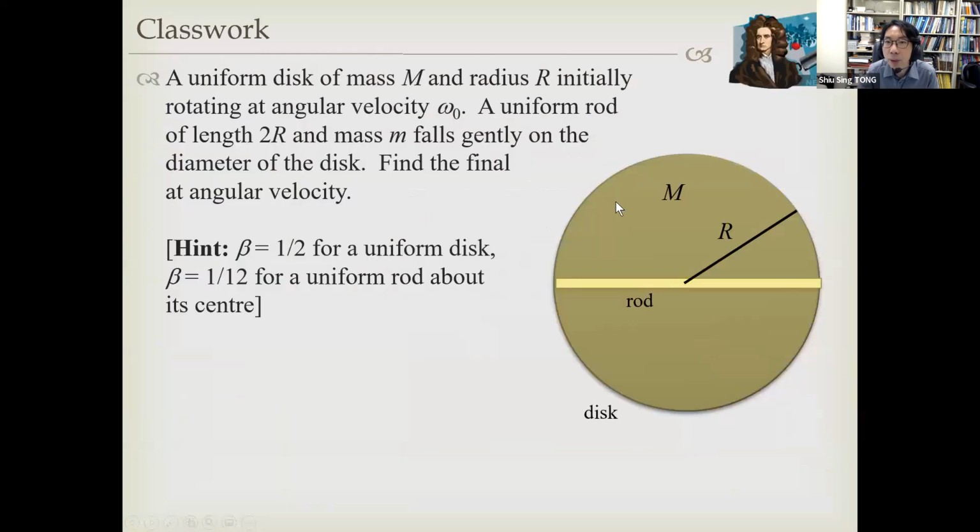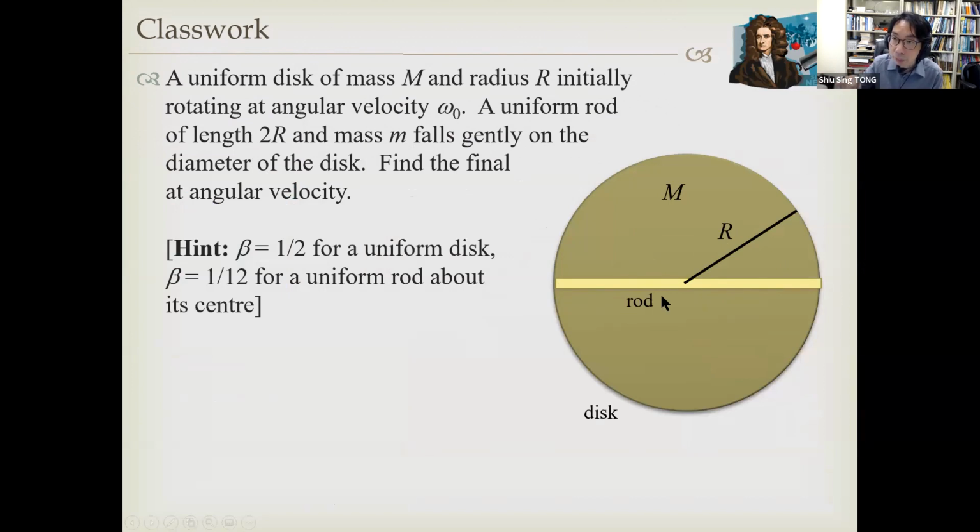Now this is a simple classwork. Suppose we have a rotating uniform disk. The disk has a mass m and radius capital R, initially rotating with angular velocity omega naught. And I have a rod of length 2r. So the rod exactly is a diameter. It has a length equal to the diameter of the disk and a mass small m.